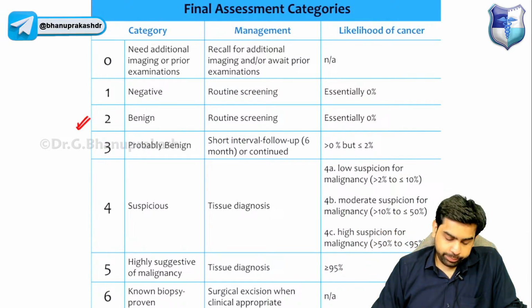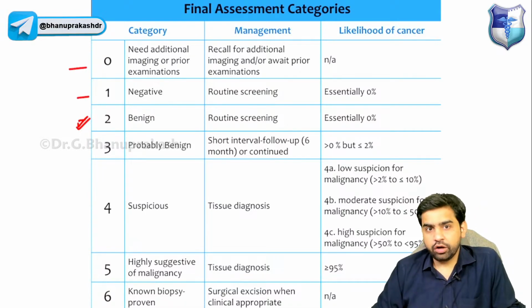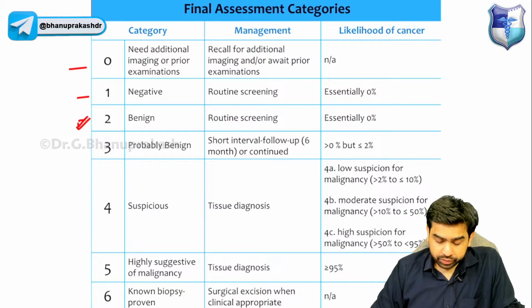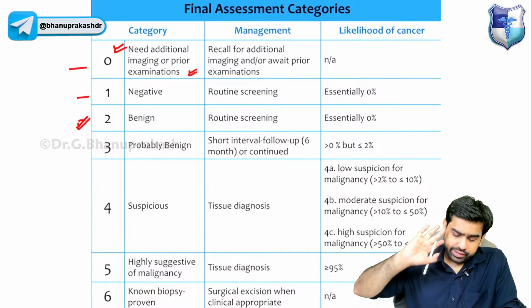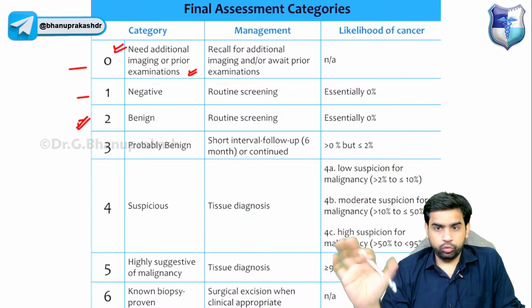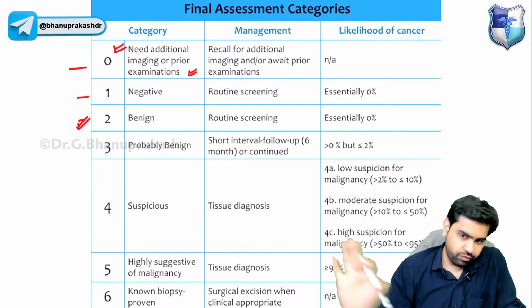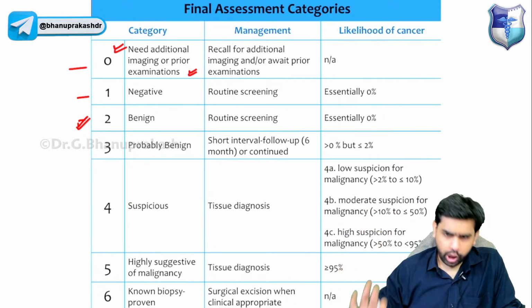Based on the BI-RADS, what are the categories we have? We have BI-RADS 0, 1, 2, 3, 4, 5 and 6. Let's talk about that. What is BI-RADS 0? It basically says that it needs an additional investigation or a prior examination. This is when the mammography is not enough to tell what is going on, because probably some intervention was done in the past. Forget about it, that's out of the picture.